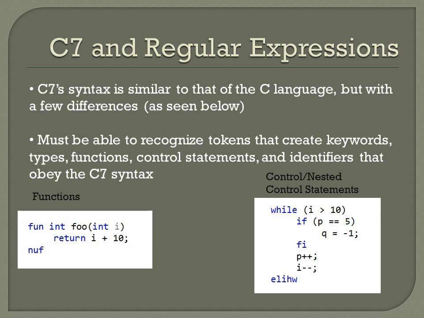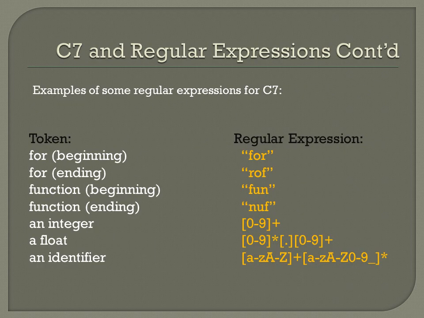For example, there are keywords to begin and end functions and control statements instead of open and closing braces. And we must be able to recognize these types of tokens to create the keywords, types, functions, control statements, and identifiers that obey the C7 syntax. This slide gives some examples of regular expressions for C7. On the left you've got the tokens that we want to try to find, and on the right the corresponding regular expression to find these tokens.